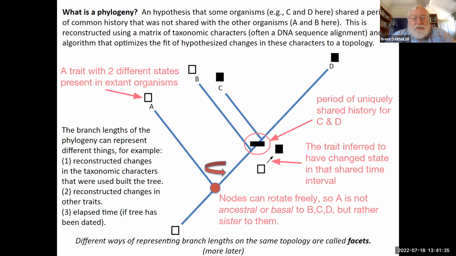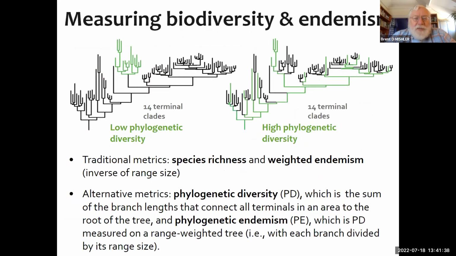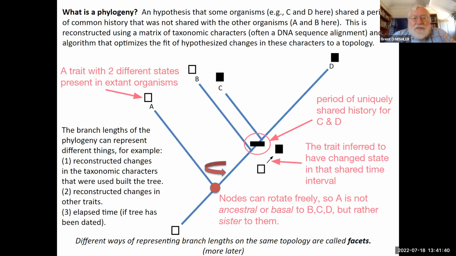And we'll talk in more detail on the way you represent branch lengths on the phylogeny in the next section. These are called facets, different ways of arranging the branch lengths. And the last point there is that there's no sense to be made out of the order of the taxa across the top of the tree.